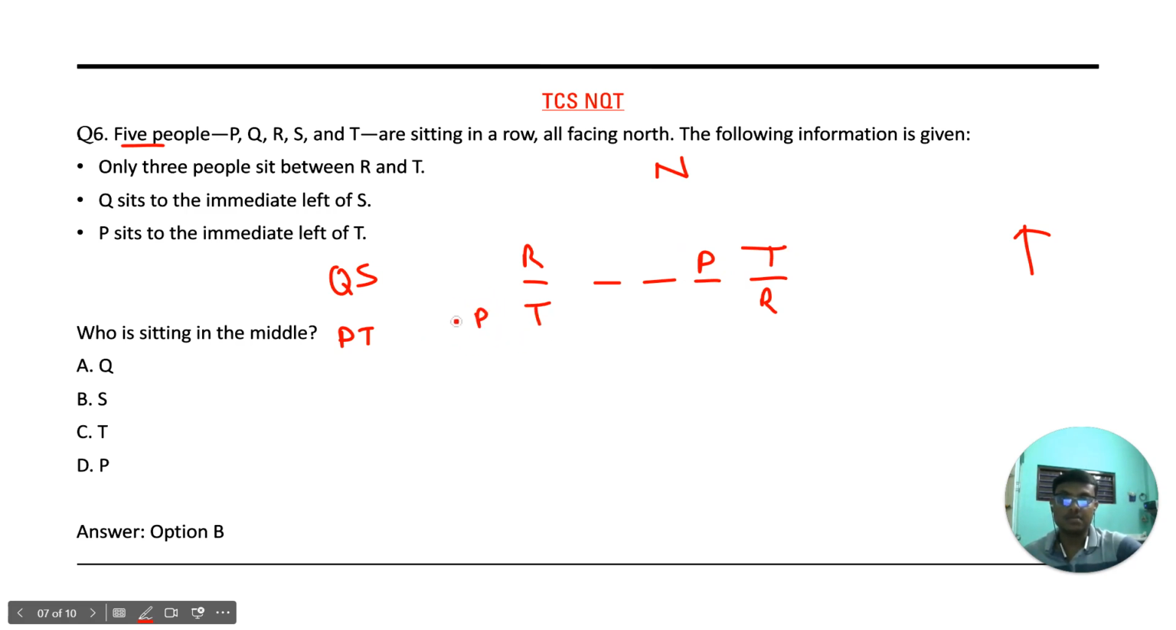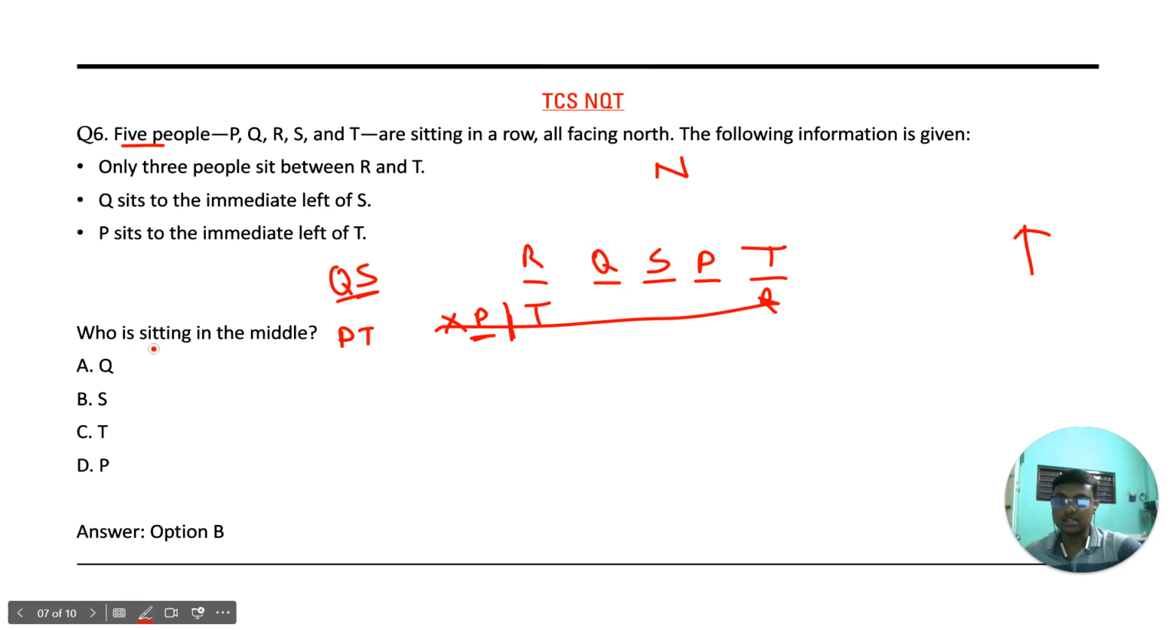But this is not a possibility because we have 5 seats here, and if we place P on the left of T, it is getting out of the arrangement of seats. Hence, we can't place P here. So this arrangement is completely wrong. Next, it has been said that Q sits left of S. So if you want to place Q on the left of S, there is only one option, which is placing S here and Q here.